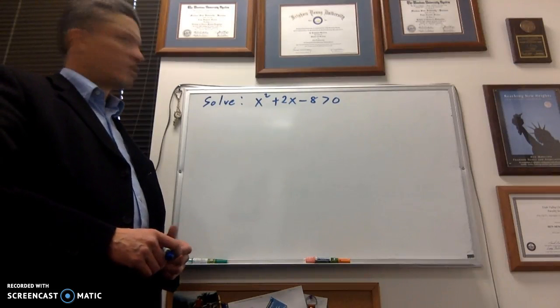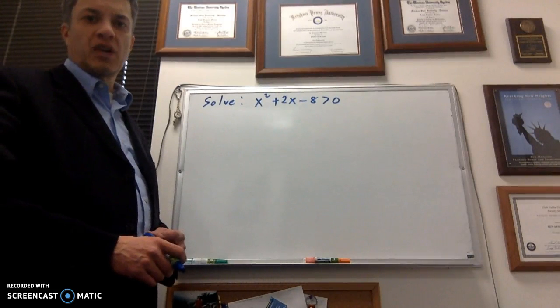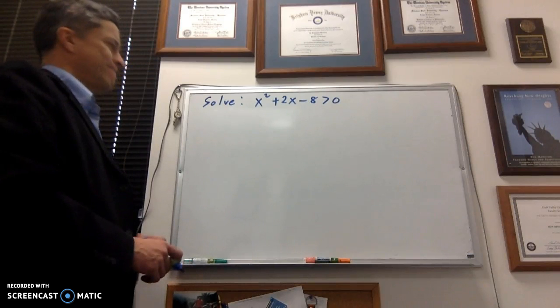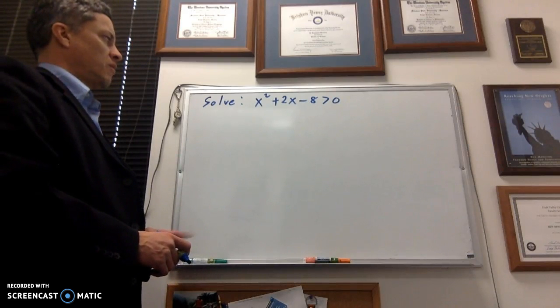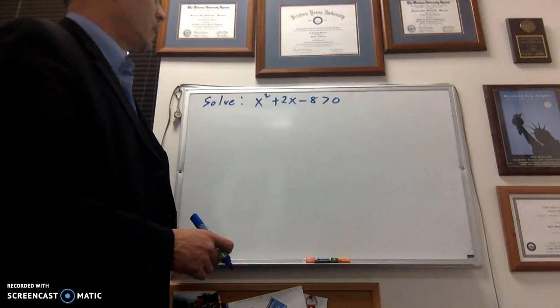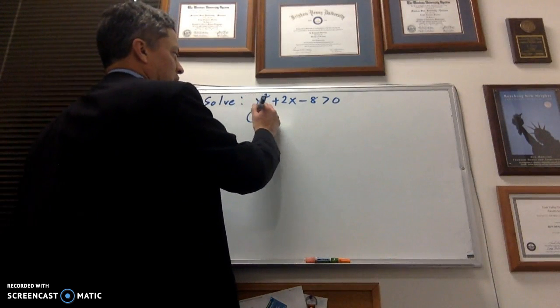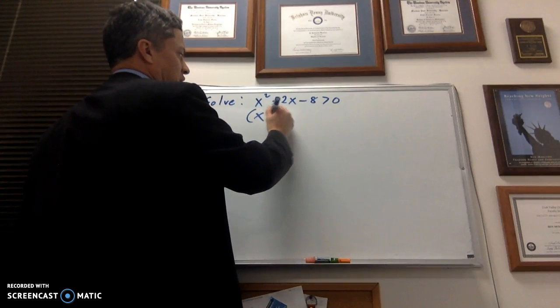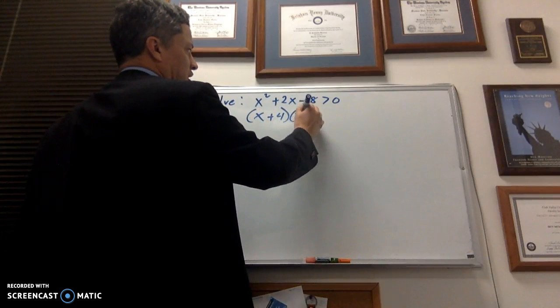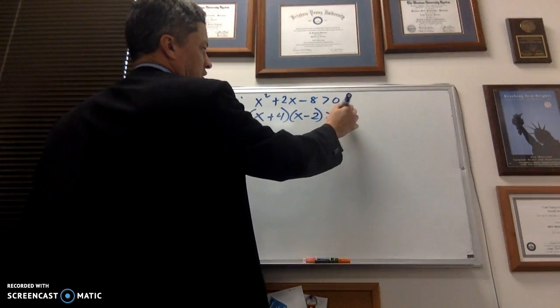Hey everyone, let's take a look at solving a quadratic inequality here, okay? Well, x squared plus 2x minus 8 is greater than 0. We're going to go ahead and factor this thing down. Once you factor, you're going to end up with x plus 4 and x minus 2, right? Is greater than 0.